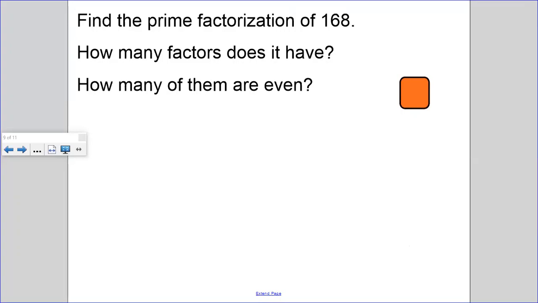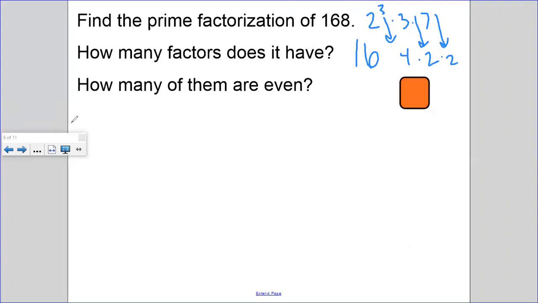I'm being told this is 2 cubed times 3 times 7. Do we agree with that? Yes, cool. So how many factors would that be? 16. 16, I agree, right? Because we have 4 here. This makes 4. This would make 2. This makes 2.